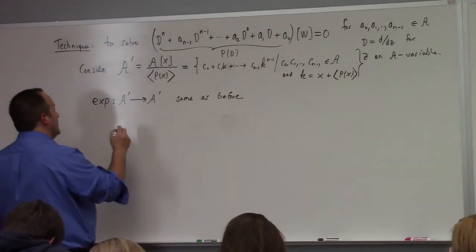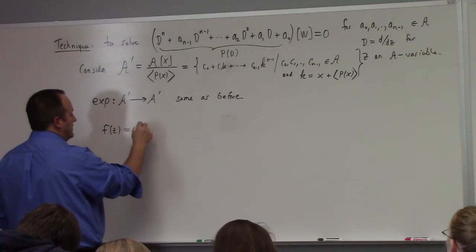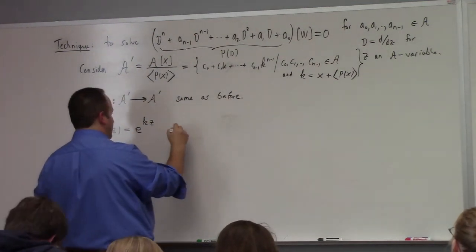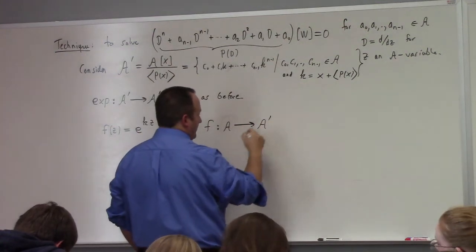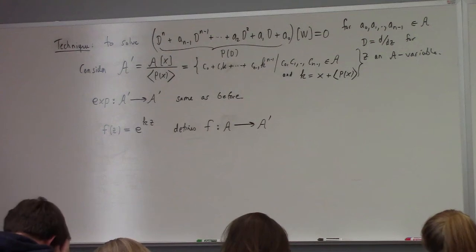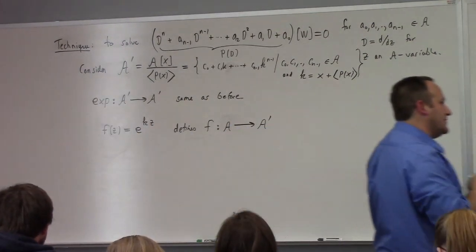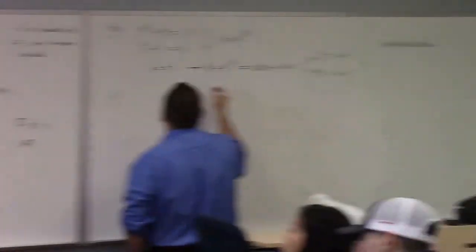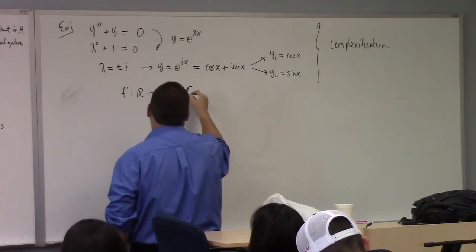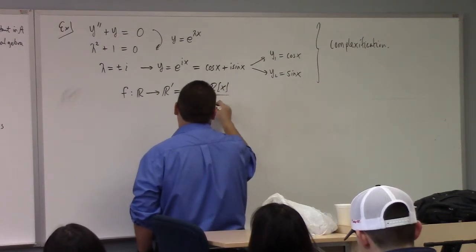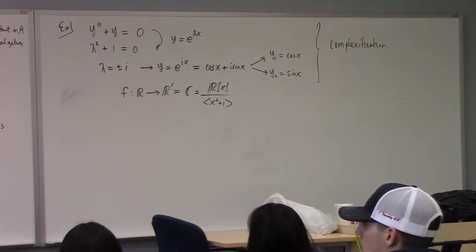And then what I can do is look at f of z equal to e to the kz. This defines f mapping from the algebra to A prime. Actually, this is exactly what we're doing in the complexification technique if you really look back at it. You're looking at f going from the reals to the reals prime, which is equal to the complex numbers, which is, by the way, R of x mod this. Nathan's not working in the dark here. His thought process is legit. This is exactly what you should do.